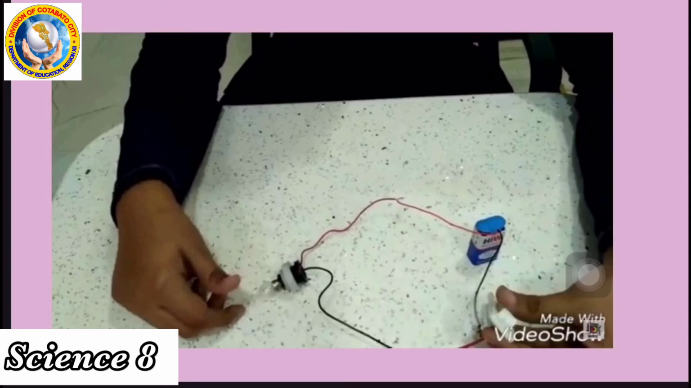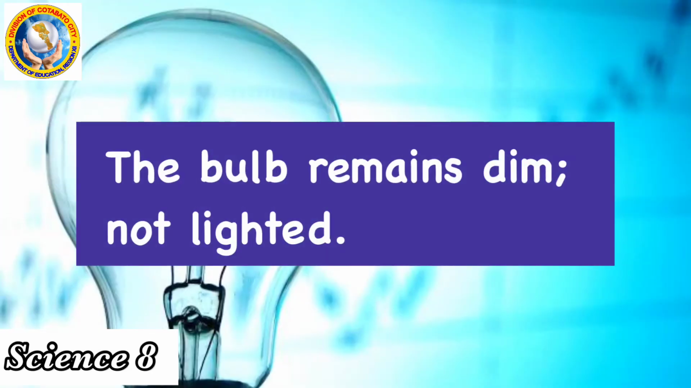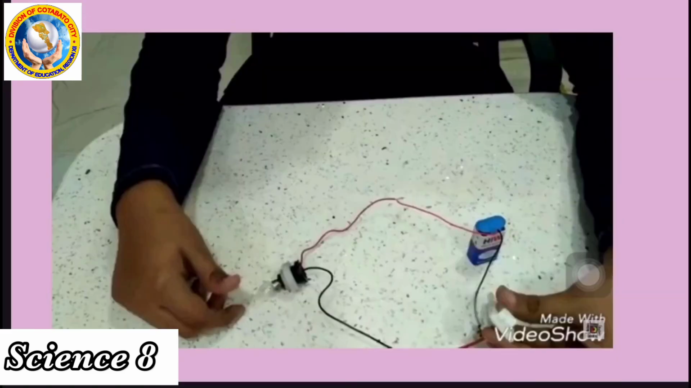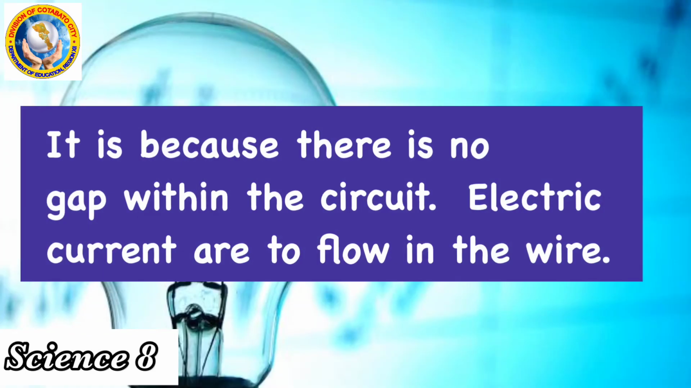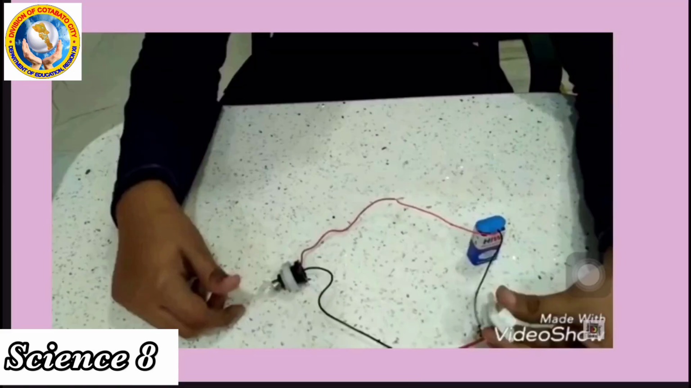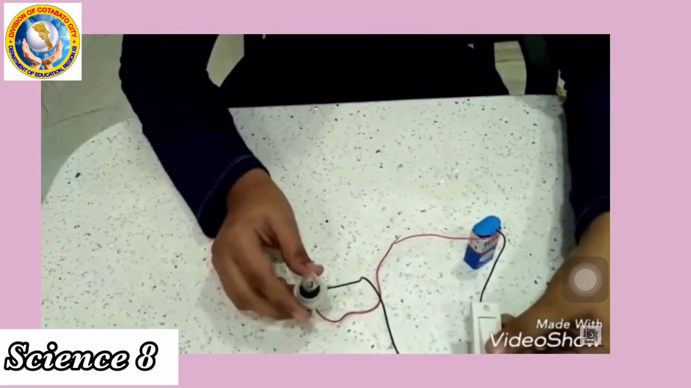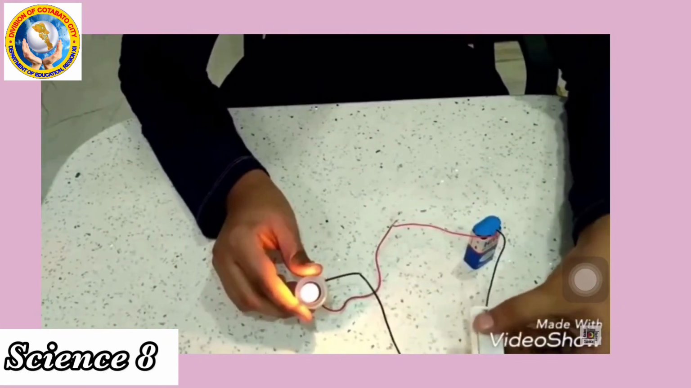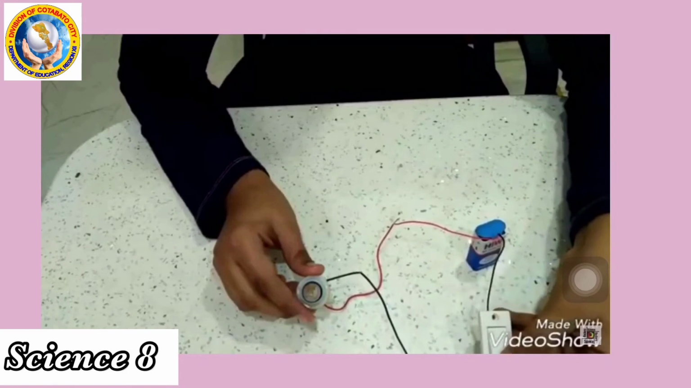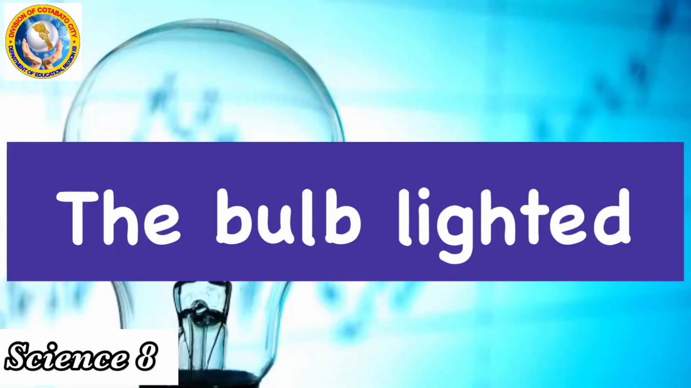What happened to the bulb? The bulb remains dim, not light. Why is it so? It is because there is no gap within the circuit. Electric current is able to flow in the wire. Open the switch. What do you observe? The bulb light.